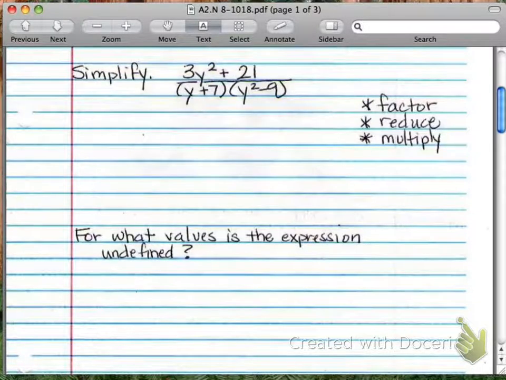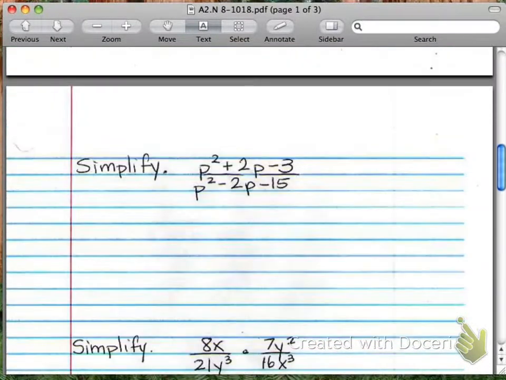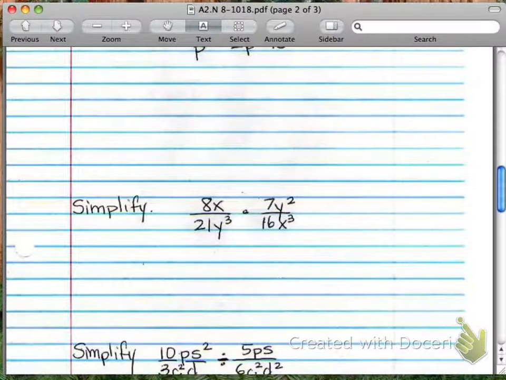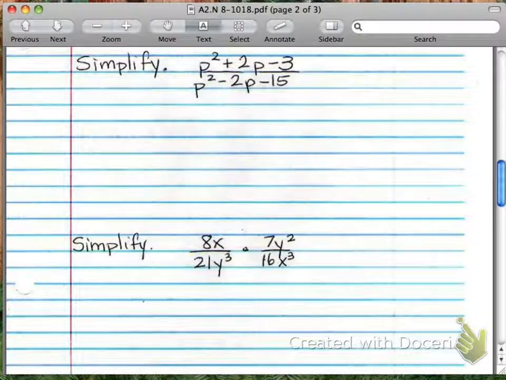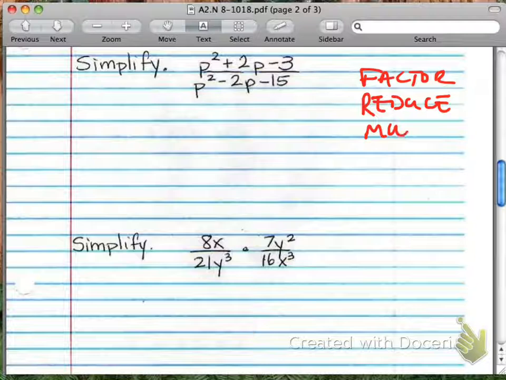All right, let's look at our next example. Okay, here we're getting a little longer, as far as more to factor. We're sticking with the same rules. One of the things is to write this down: factor, then what? Reduce, and then what? Multiply. So if those are your rules to follow, then the first thing we want to do is factor.